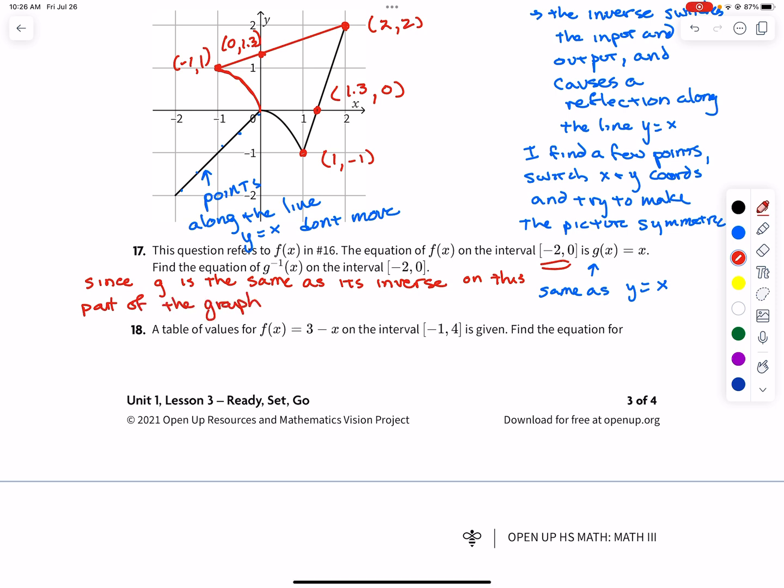g is the same as its inverse since it's y equals x. Switching the x and y coordinates doesn't do anything. So g inverse of x is also x on this interval.